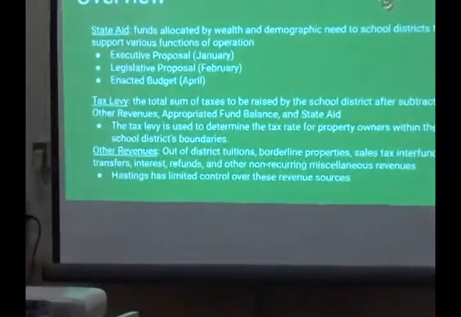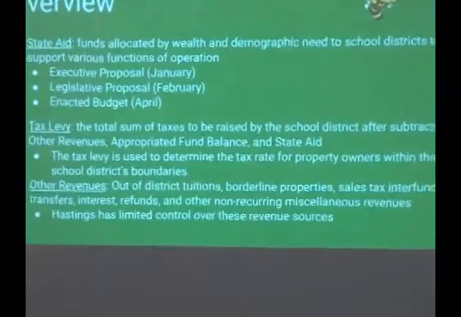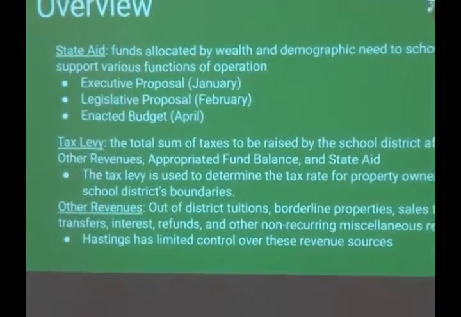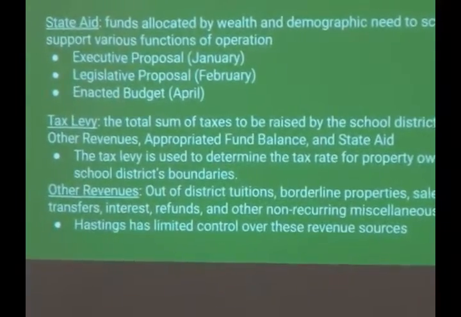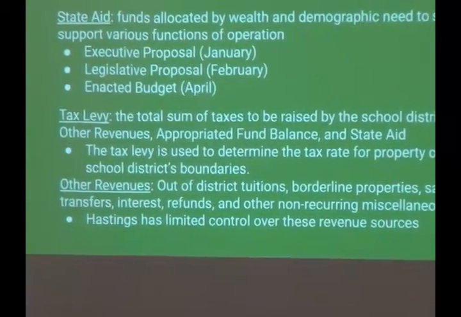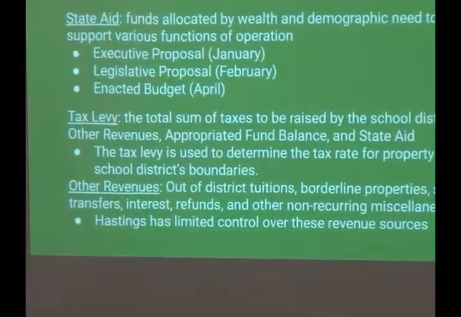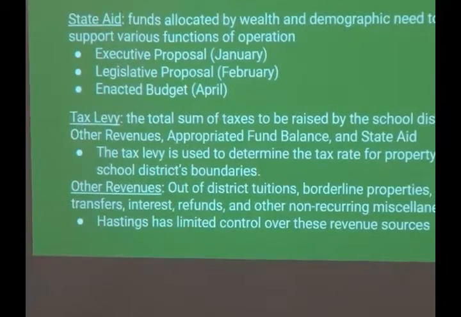Tax levy. Tax levy is the amount that comes from local tax dollars. That's the amount we levy within Hastings schools to balance our budget. And that dollar amount comes from when you subtract all other revenues, including state aid, and the balance of those dollars is what's needed to balance our budget. And that's the tax levy. And that levy determines how our local homeowners and business owners will be taxed within the school boundary.